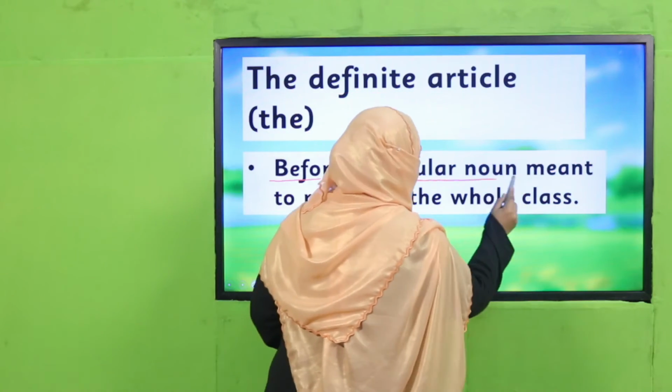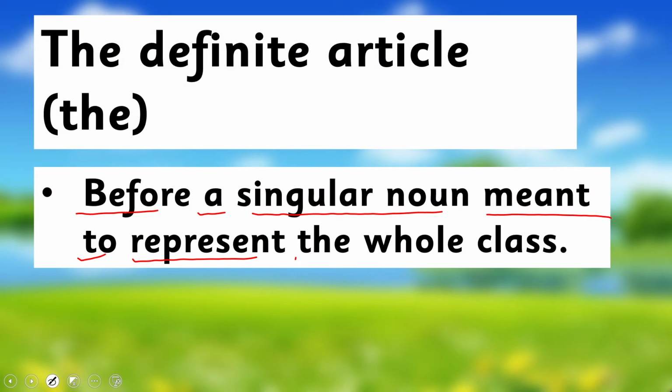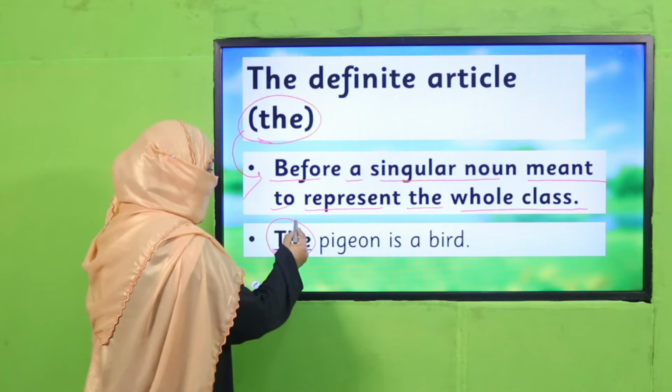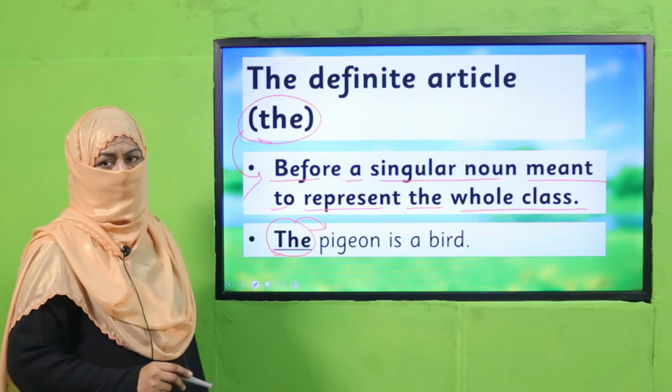The next rule is using the before a singular noun meant to represent the whole. When we use the article the with a singular noun, when it is representing the whole, like the whole group, for example, the pigeon is a bird. It means every pigeon is a bird.